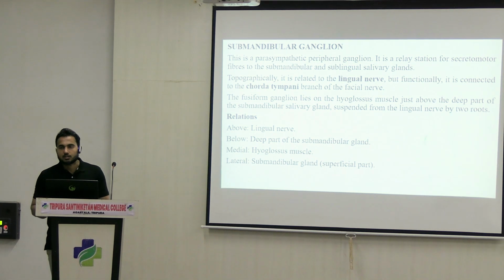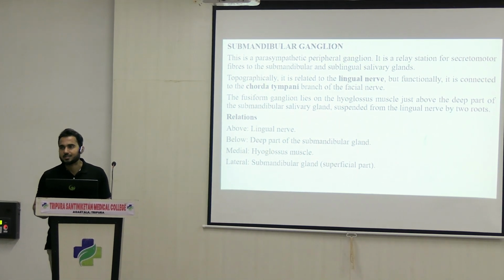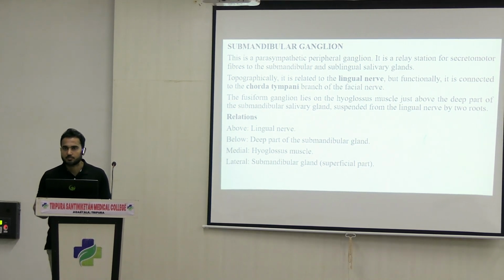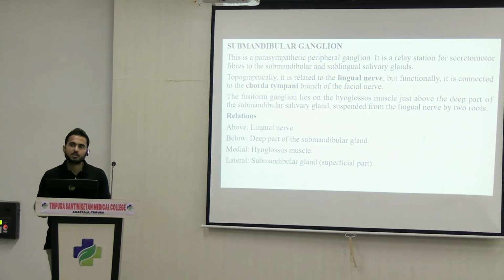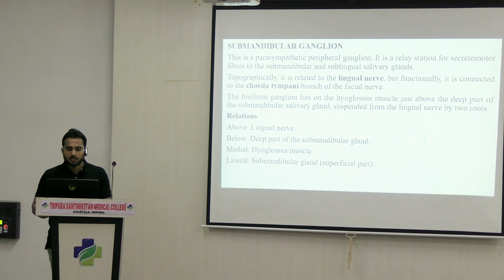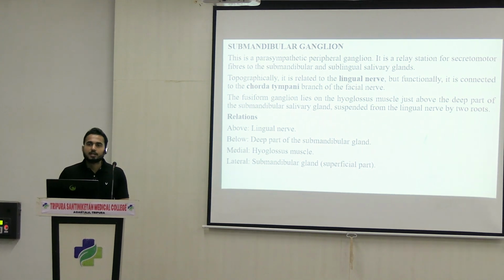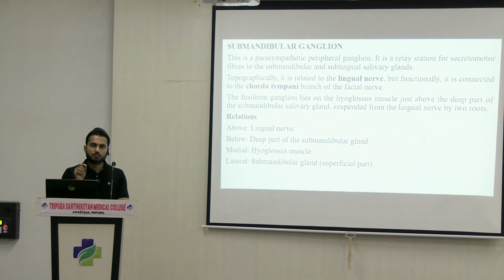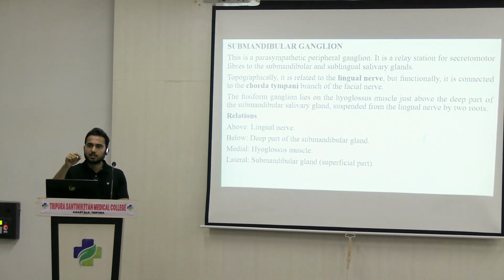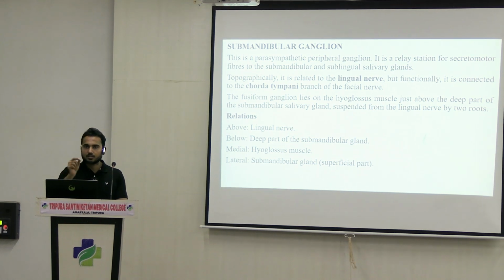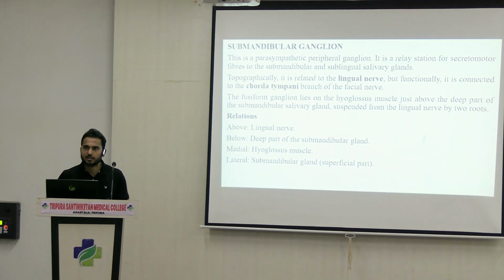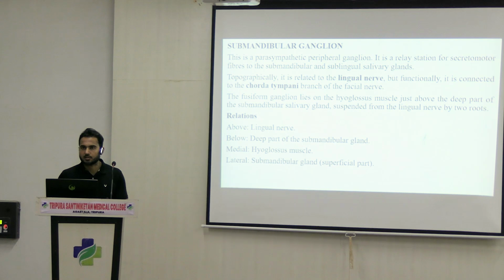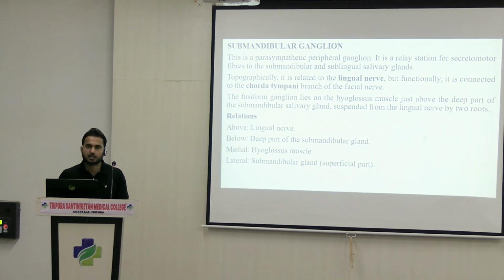If you see the submandibular ganglion, topographically it is related to the lingual nerve, but functionally it is connected to the chorda tympani nerve. That means two nerves are connected to this ganglion. Now, what is the location of the submandibular ganglion? First of all, it is very small. I hope you have seen a pin; the rounded tip of the pin, the ganglion is just like that, very small. In dissection you can hardly see it. I am not saying you can't see it, but it is very difficult to see.